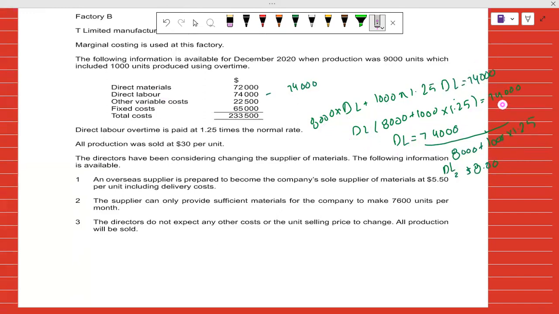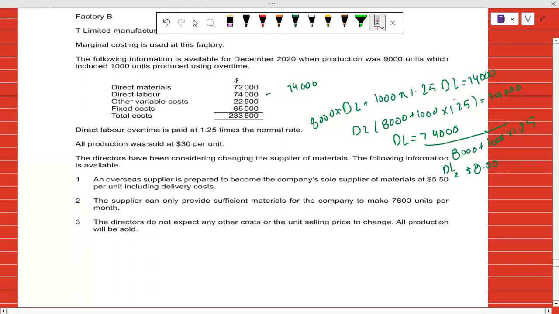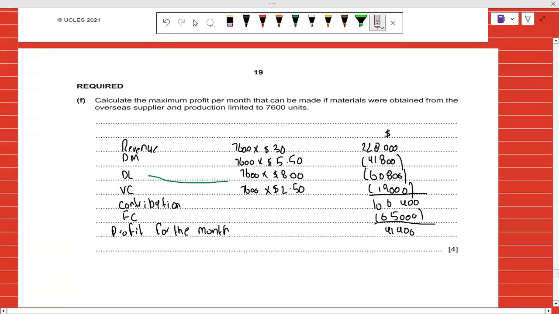And now for direct labor, we just move this statement from the right side to the left side, so it would give us the division form. Direct labor is equal to 74,000 divided by 8,000 plus 1,000 multiplied by 1.25. So we will have the direct labor, which is $8.00. So as you can see here, this is 8.00.